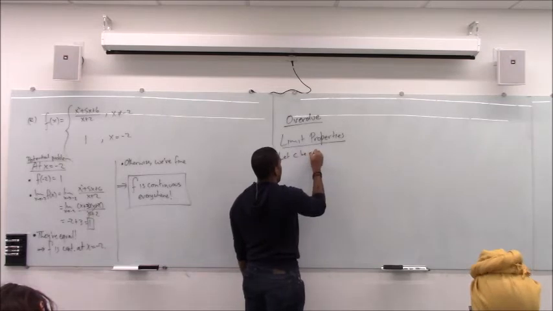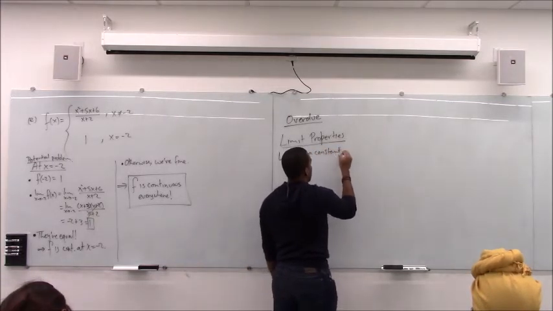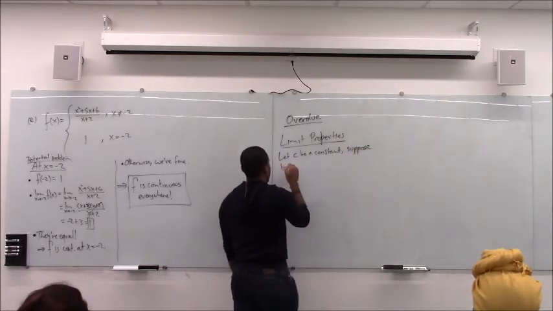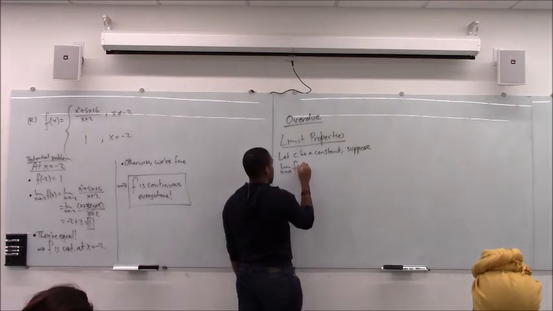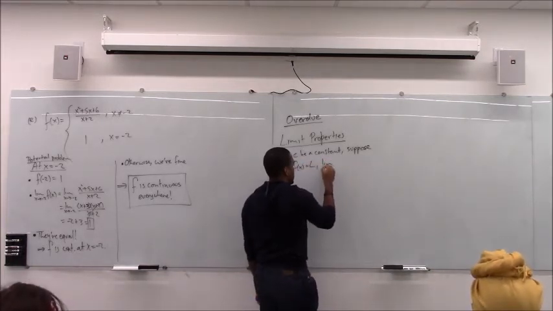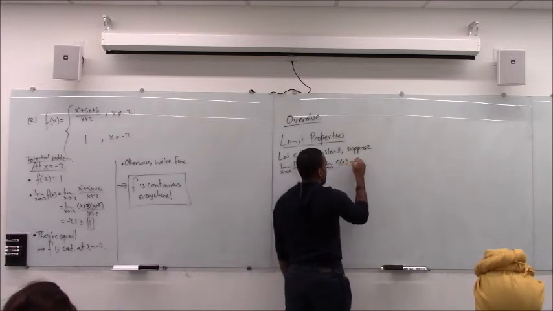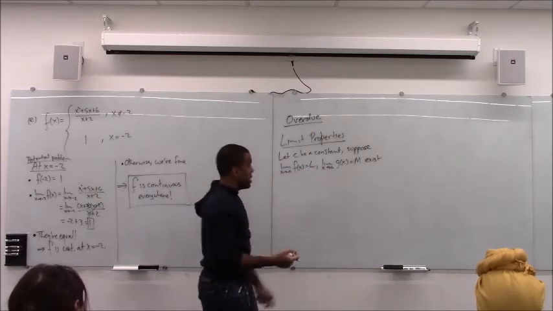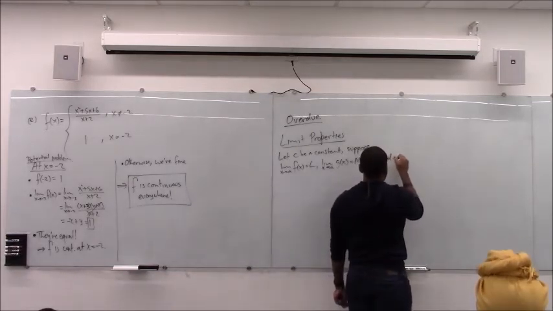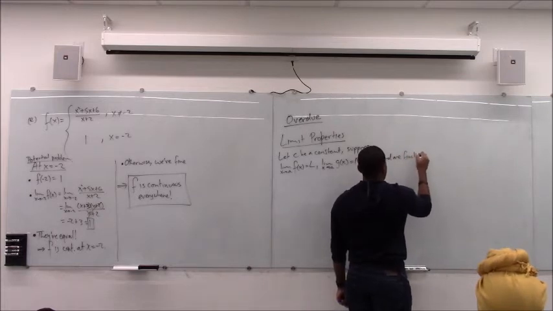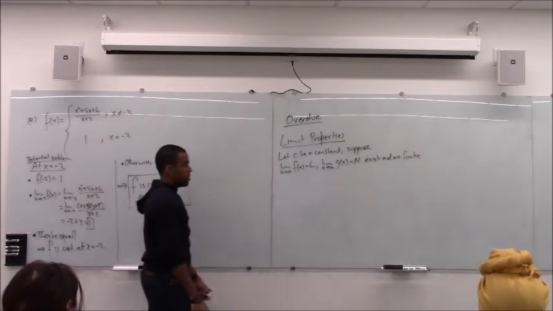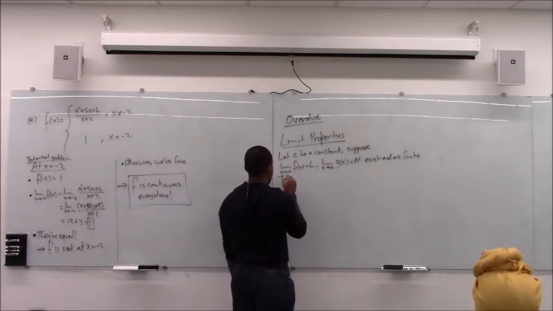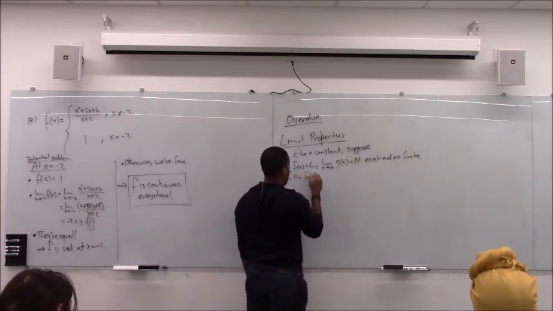Let c be a constant, and suppose we have these two limits. The limit as x approaches a of f of x equals L, and the limit as x approaches a of g of x equals M, and both exist. So these two limits exist and are finite, so they also cannot be infinity. I have two limits and they give us numbers. Then the following rules hold.